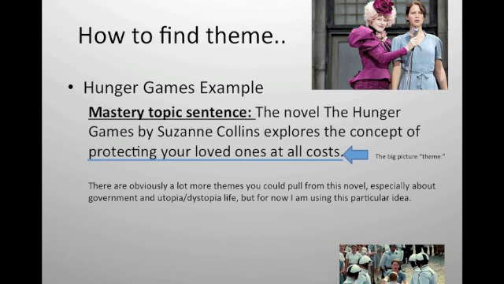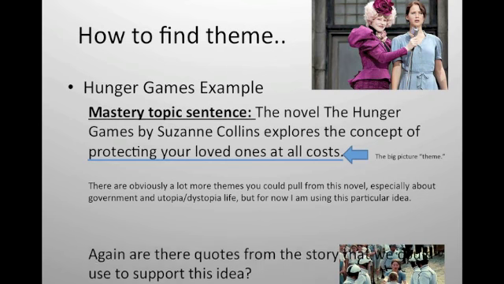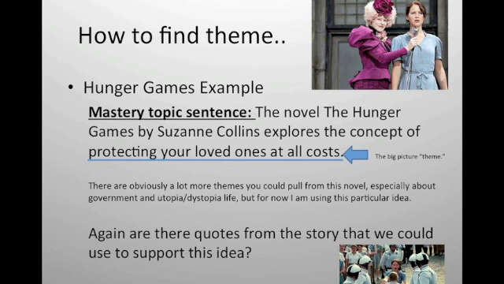There's obviously a lot more themes you could pull from this novel or movie, but I'm going to use this particular idea. Now, in order for this to work, I'm going to have to find quotes from the story that support this idea. I'm specifically thinking of the ceremony where the names are pulled and she cries out that she's the tribute just to protect her sister. And then, of course, you could go back through and find any piece throughout the actual part where she's in the games where she knows that she has to come back and protect her sister and her mom.